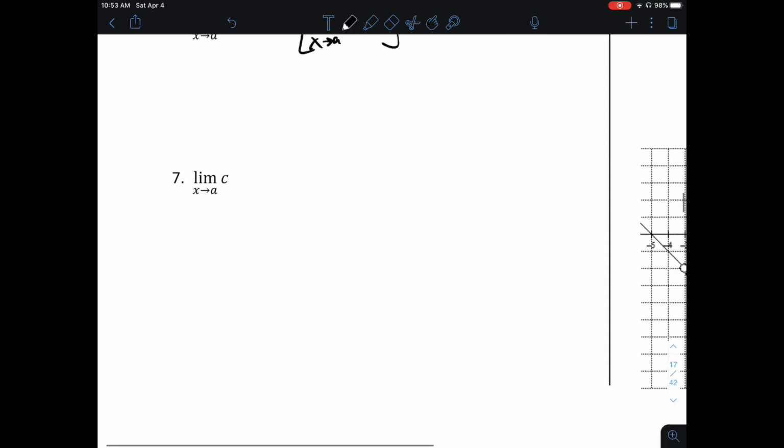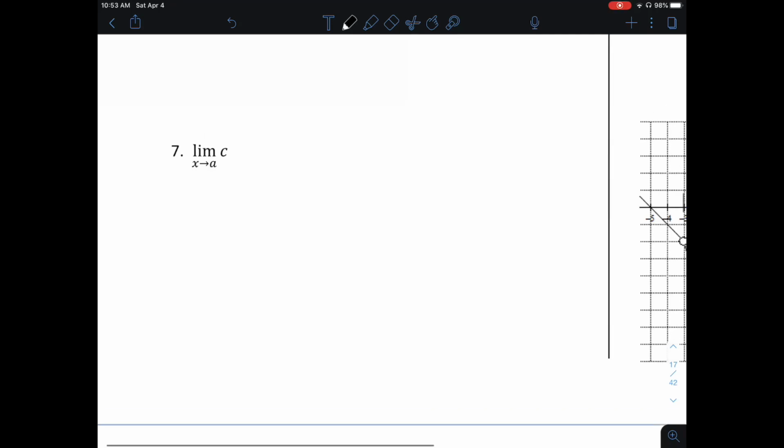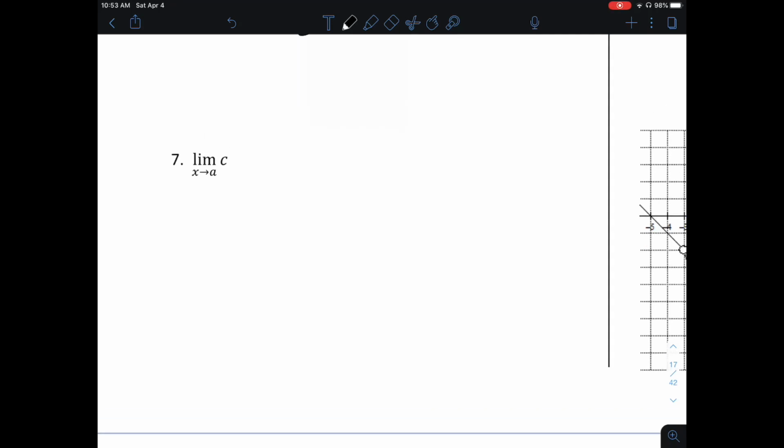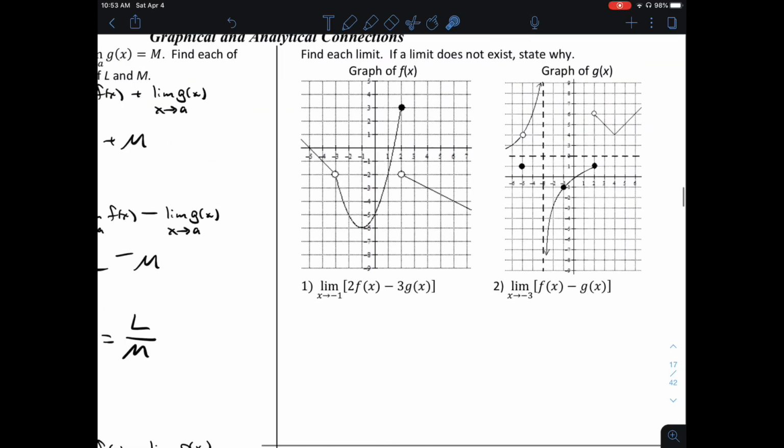And then lastly, as x approaches a, what does y approach if your function is c? Well, it's just c. And the reason is that c means it's a horizontal line. It's a constant function. So no matter which a value you pick, if you're approaching a, no matter where it is, from the left or the right, well, the y value is always the same thing. It's always c. So that's why this here is going to be the same as that constant.